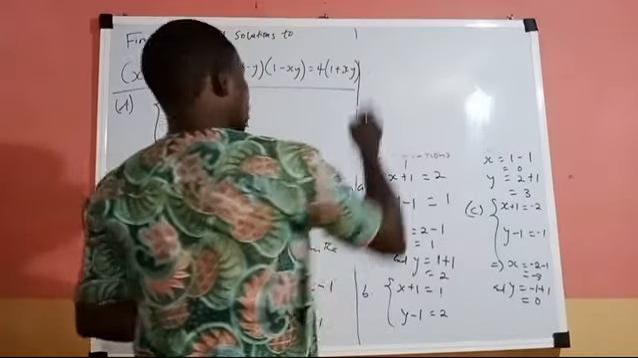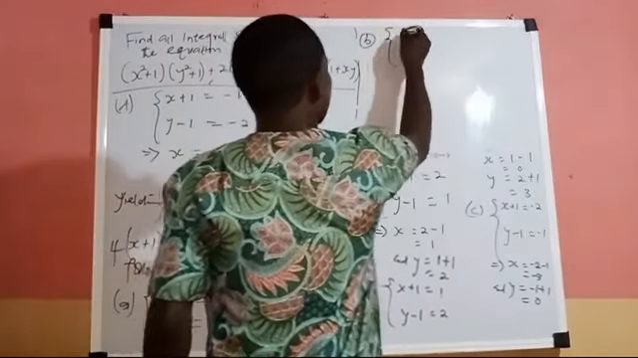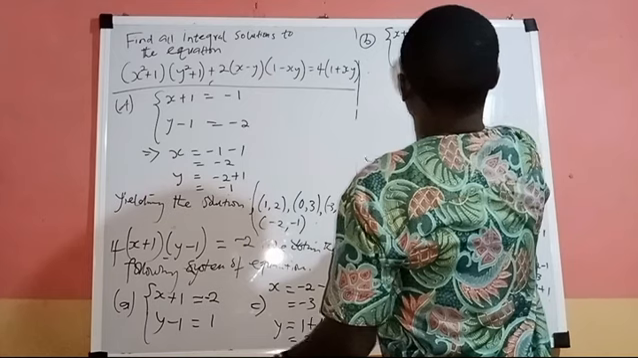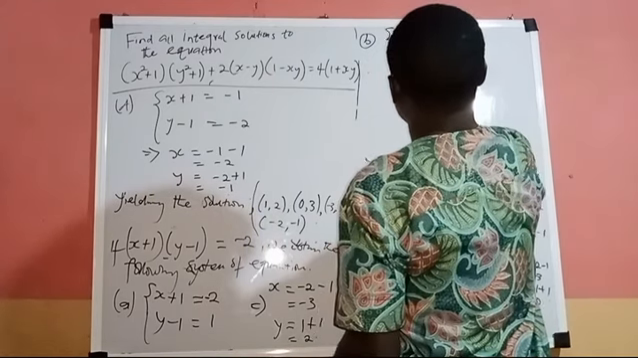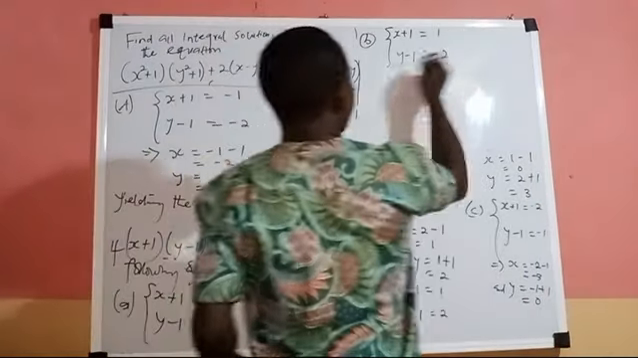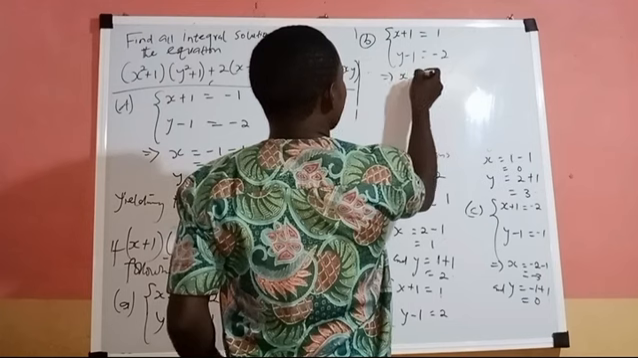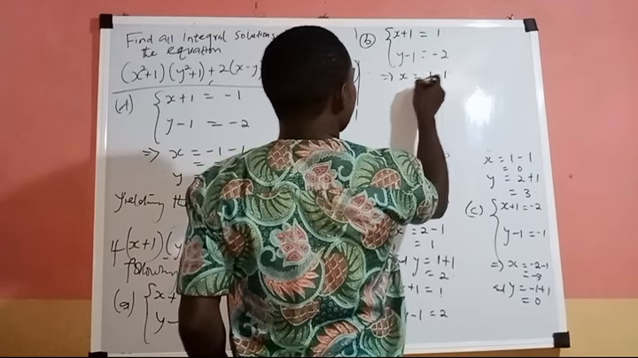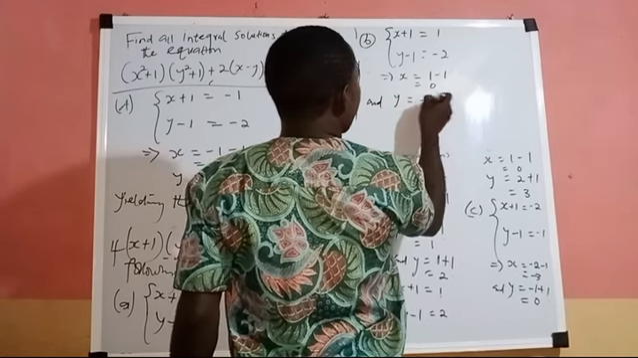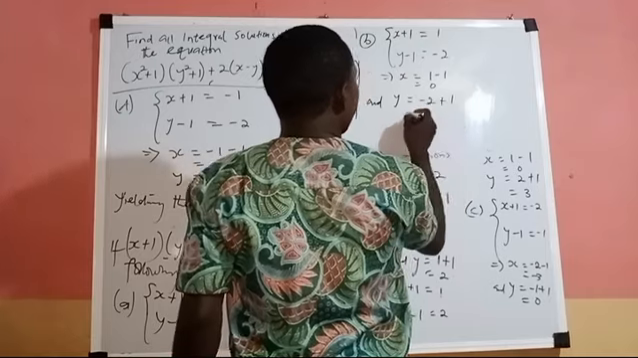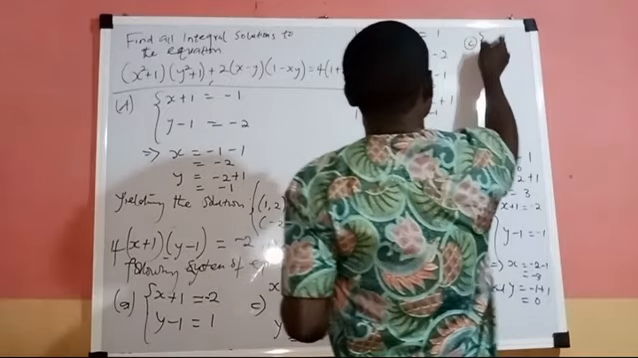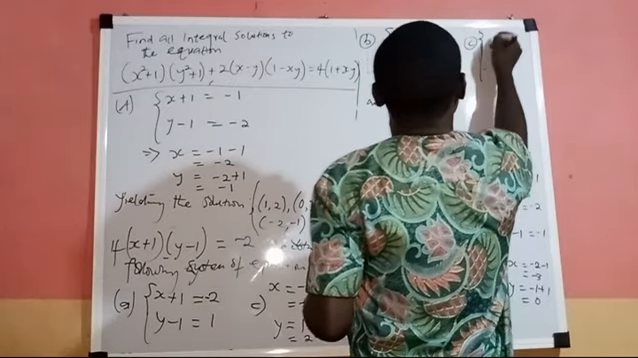Okay, now for case 2, for B, another system of equations we have is x + 1 will be equal to 1, and y - 1 will be equal to -2. So this is another case, and if this happens, this implies that our x will be 1 - 1, and that's going to give us 0. And of course, y will now be equal to -2 + 1, and that's going to give us -1.